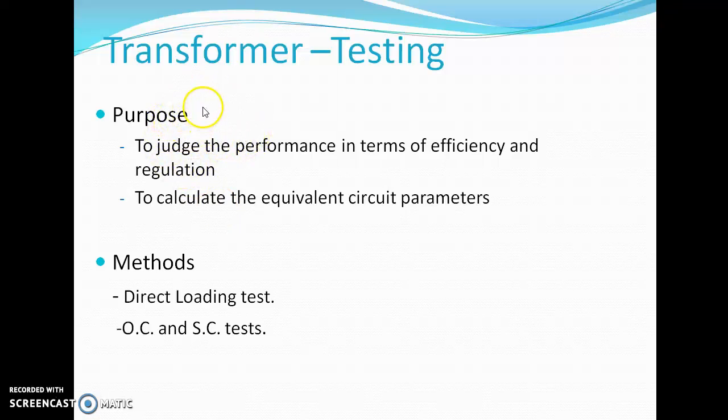Welcome once again in this spoken tutorial on transformer. In this part, we will be discussing the testing of the transformer. Once the transformer is manufactured in the factory, it has to be tested before being put in service. So we generally find the efficiency and regulation of the transformer and calculate the equivalent circuit parameters by testing it.